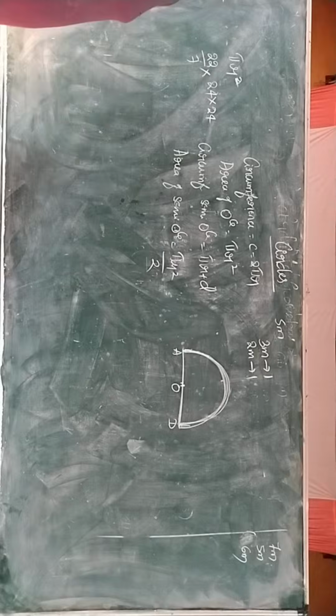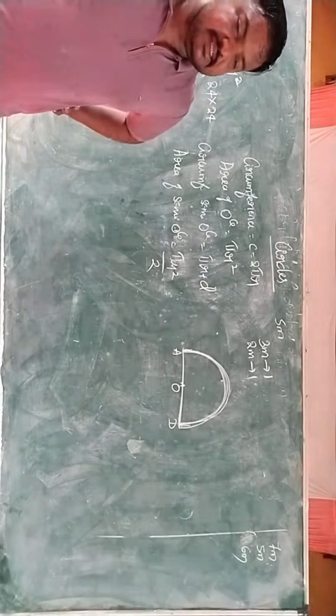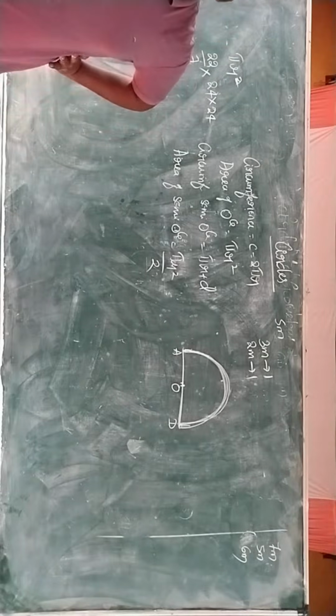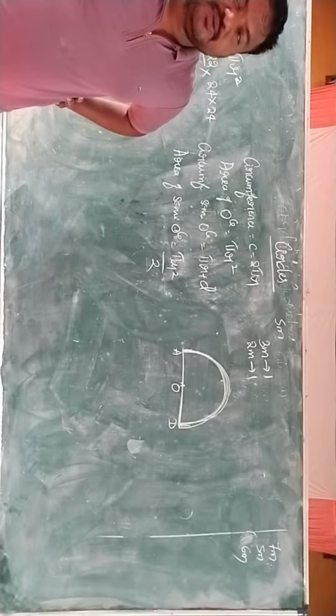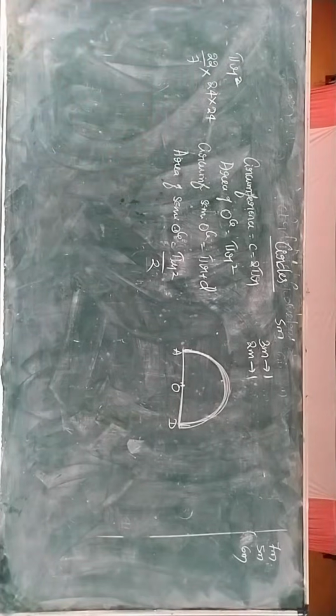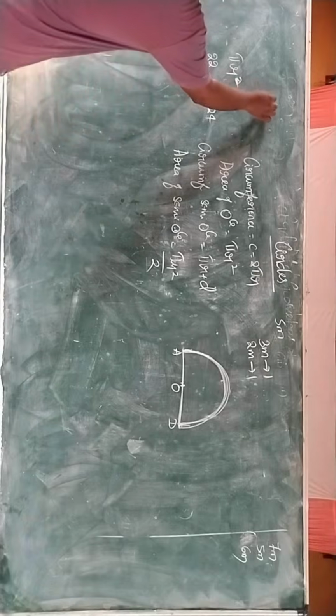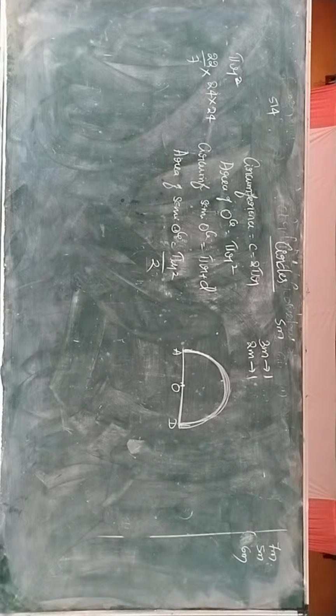Okay, see. Now you can note one more question. Circumference of circle is 514 centimeter. Then find the area of circle.